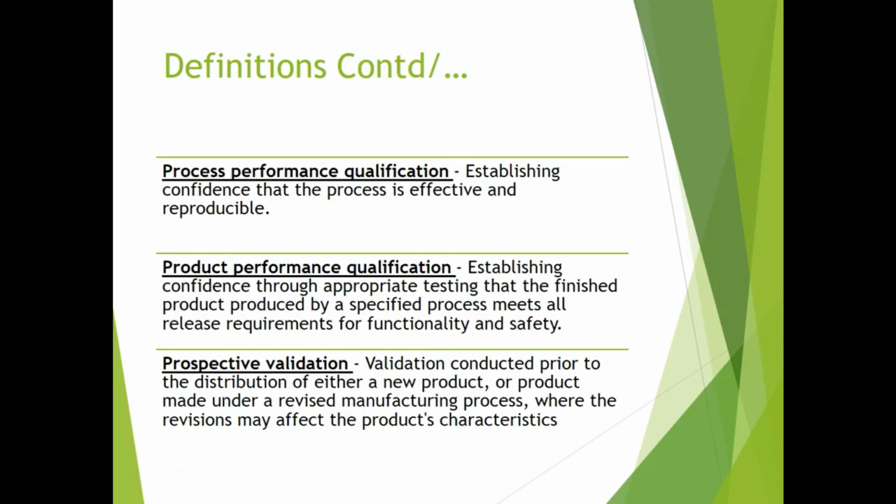So to continue with the definitions: process performance qualification, establishing confidence that the process is effective and reproducible. Product performance qualification, establishing confidence through appropriate testing that the finished product produced by a specific process meets all release requirements for functionality and safety. And finally, prospective validation, validation conducted prior to the distribution of either a new product or product made under a revised manufacturing process, where the revisions may affect the product's characteristics.